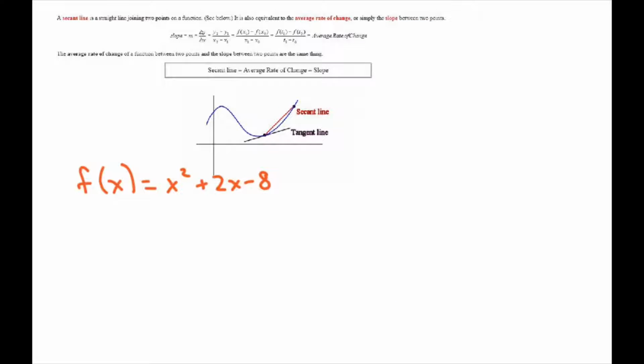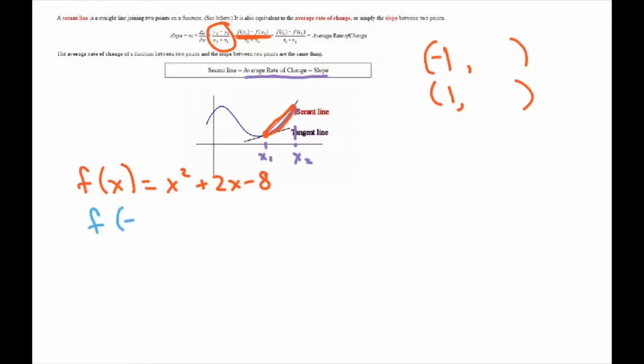The secant line is merely the average rate of change, which is the slope of this curve. So when you have this slope from some x1 to some x2, you merely connect the points, and that is your slope or the average rate of change of that curve. We want from -1 to 1, so all we need to do is find our y values and then use our slope formula. So we're basically doing that first, and let's plug in -1.